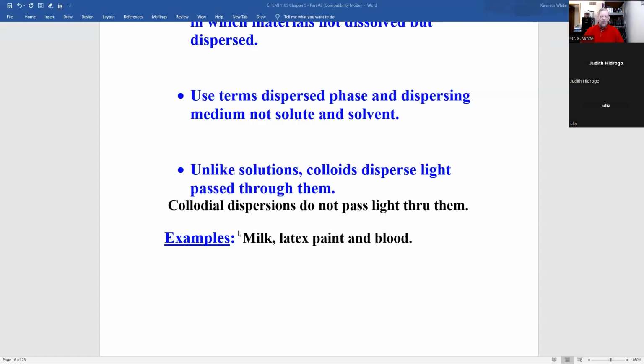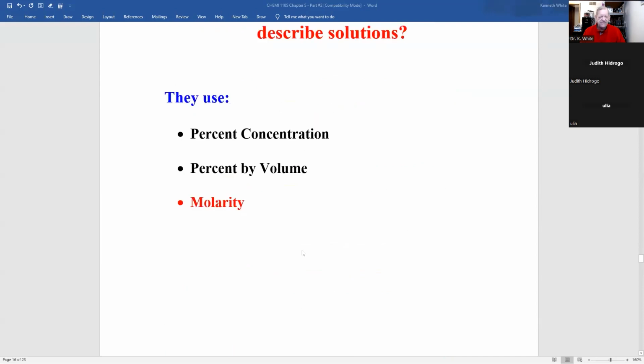Now, you should know examples of colloidal dispersions. One is milk. Milk is a colloidal dispersion. Another one is latex paint. And a third one, and do not try and take some blood and see if it scatters light, it will, but don't try it, is blood. Blood is not a solution. It's a colloidal dispersion. And you should know this.